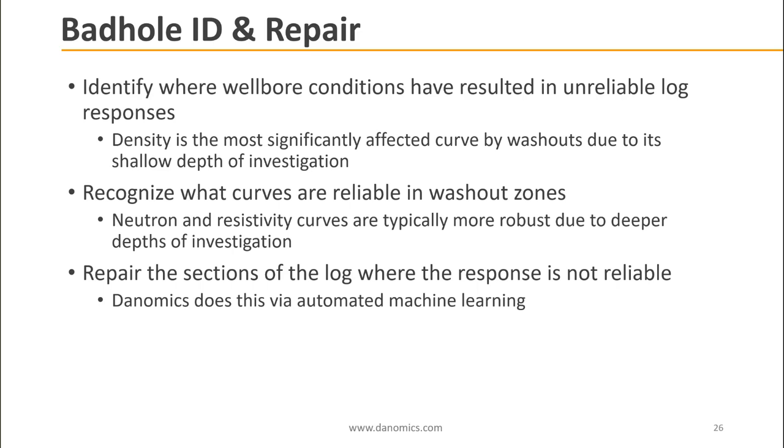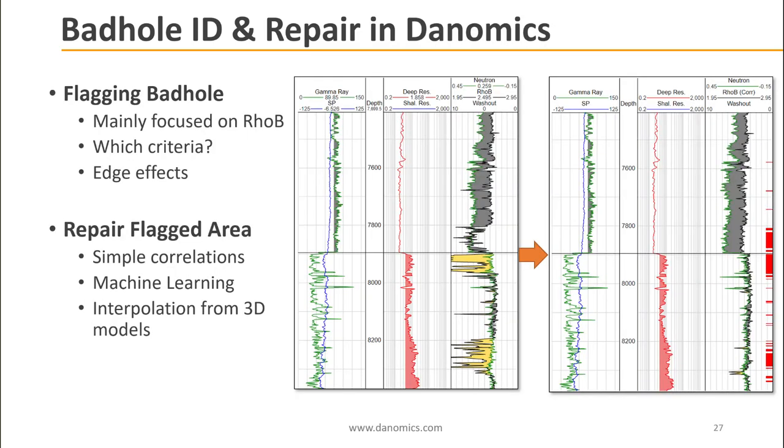So once you've done that, then you probably want to focus on where do we have data that doesn't represent the subsurface. So, where have wellbore conditions resulted in unreliable log responses? Most often we do this for the density curve, so that's what I'm going to focus on. But we also need to understand what curves are reliable in washout zones, and then we need to decide what we're going to do to repair the curve once we've made those determinations.